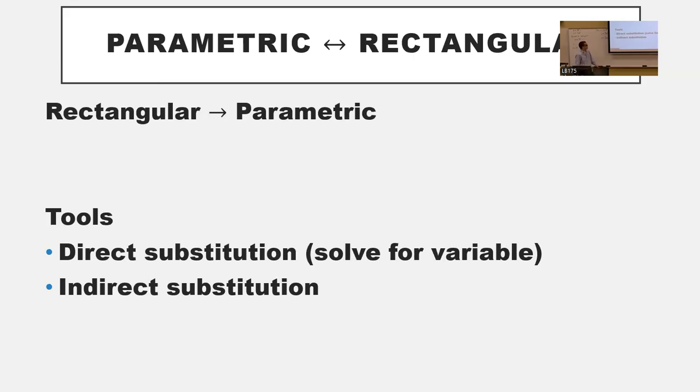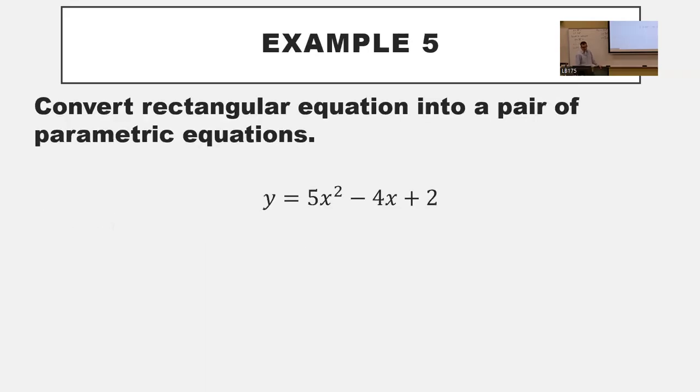Now again, all of those examples are where we have gone direct substitution. Okay, we'll do indirect substitution in just a moment, but you can also apply that direct substitution on the rectangular to parametric side. If I have an equation like this in rectangular form, y equals 5x squared minus 4x plus 2.